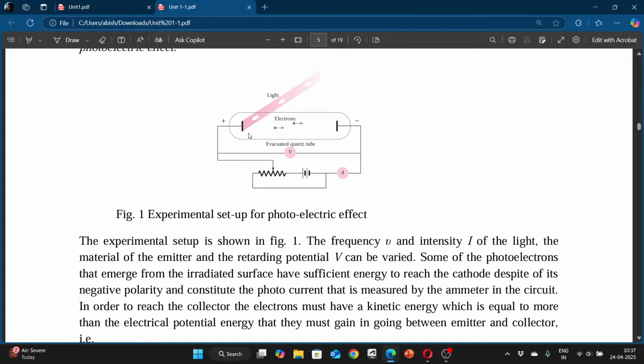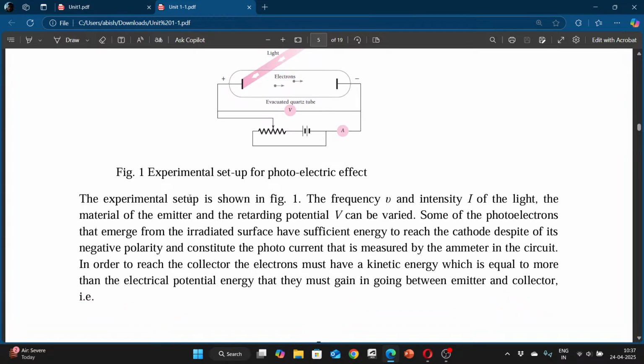This is the anode. The anions are negative, so this becomes the anode. This is negative, the cathode. Despite this negative polarity, the electrons constitute the photocurrent measured by the ammeter, in order to reach the collector of the energy. The current flows from the emitter, positive, to negative.